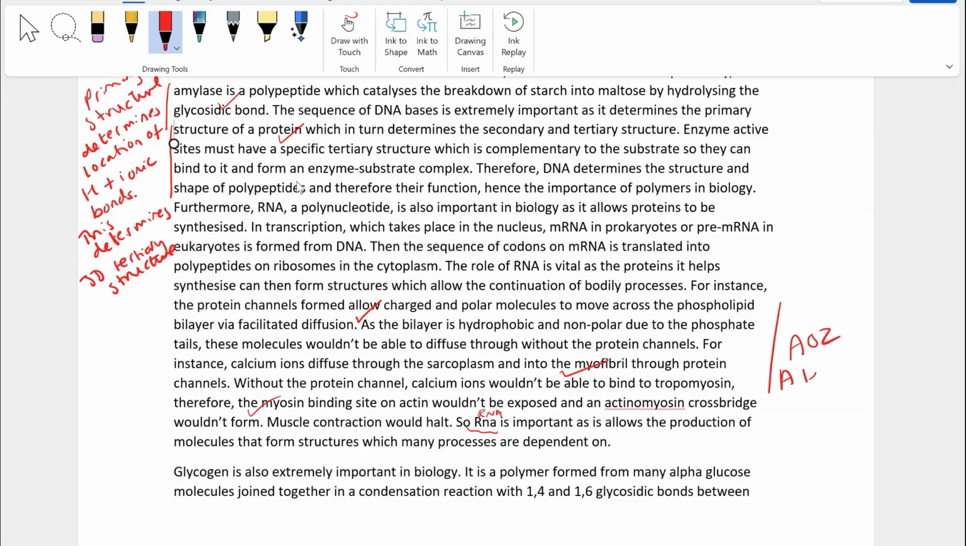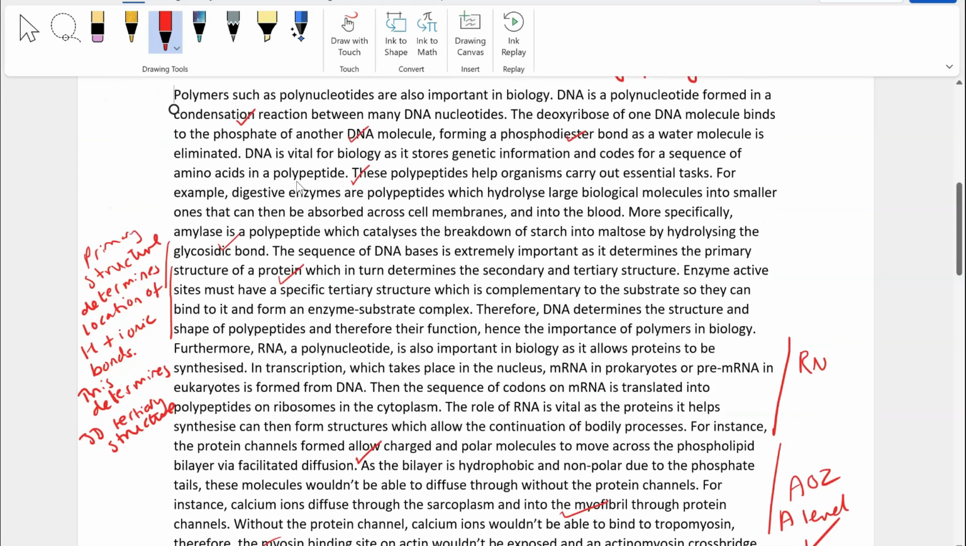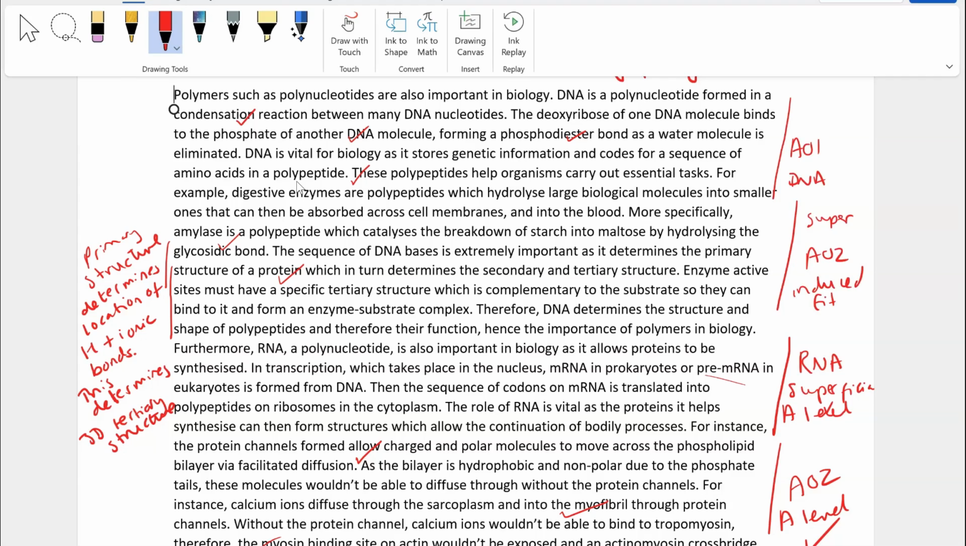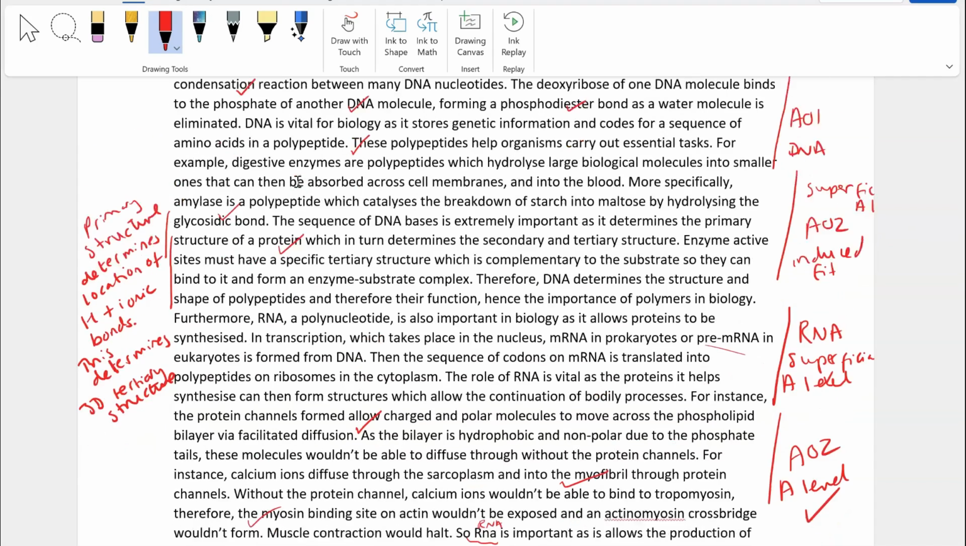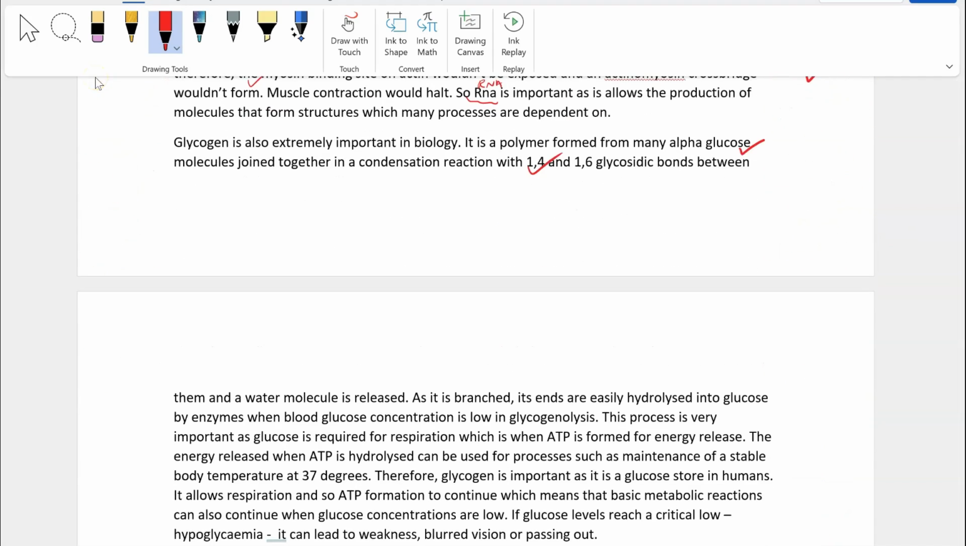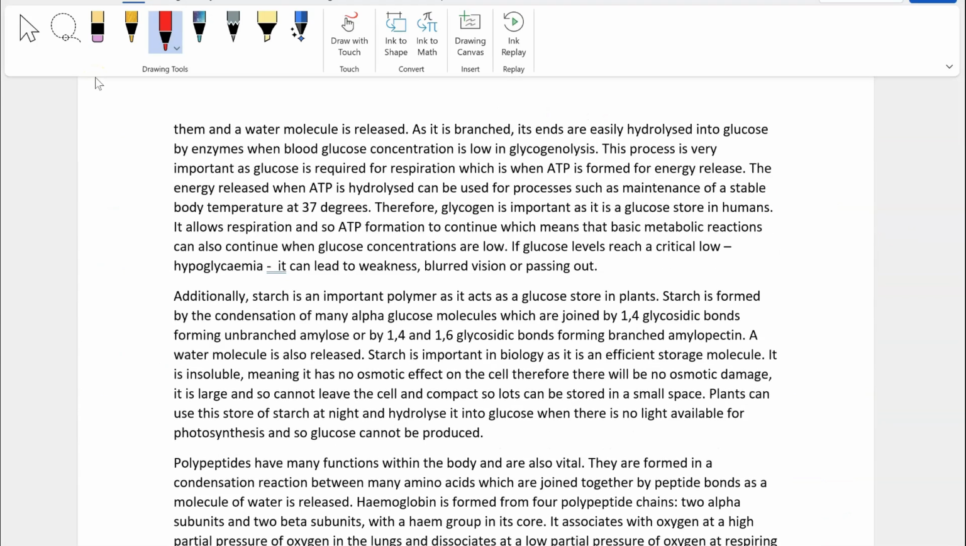We then go on to this next bit about the role of RNA, which is their importance of, which is A-level standard. It looks like they've had this paragraph all as one, but to me it read more like two topics, one on DNA and one on RNA. For the DNA, I've said superficial A-level, they needed to include the induced fit, and the same with the RNA, or superficial, it could have had more A-level key terms.